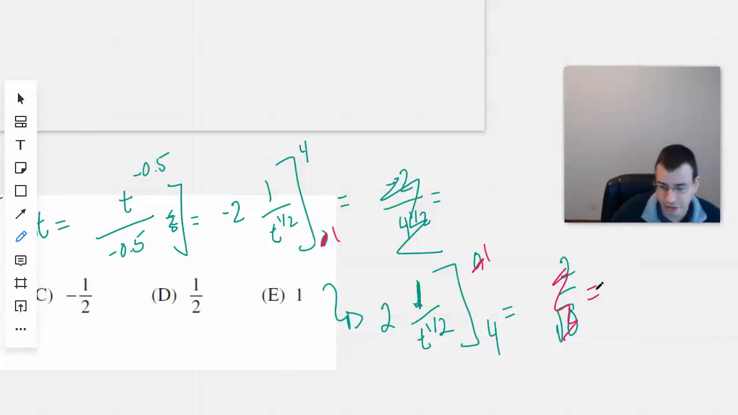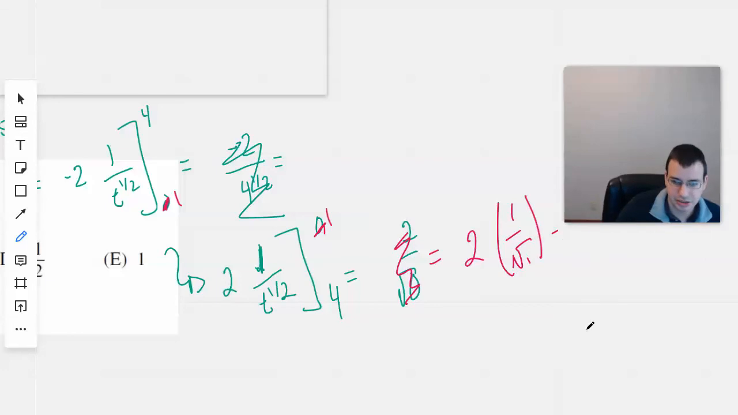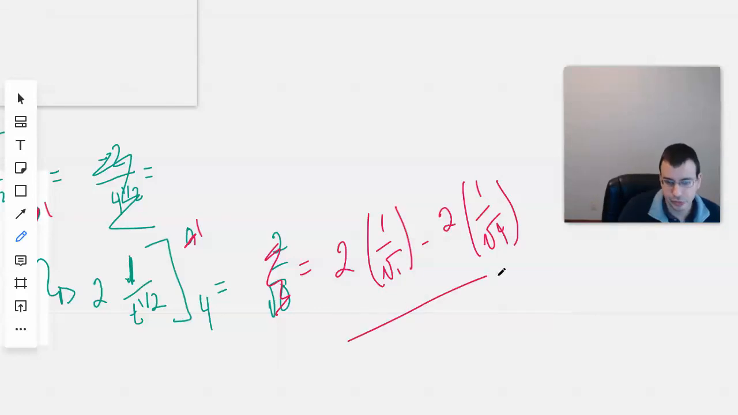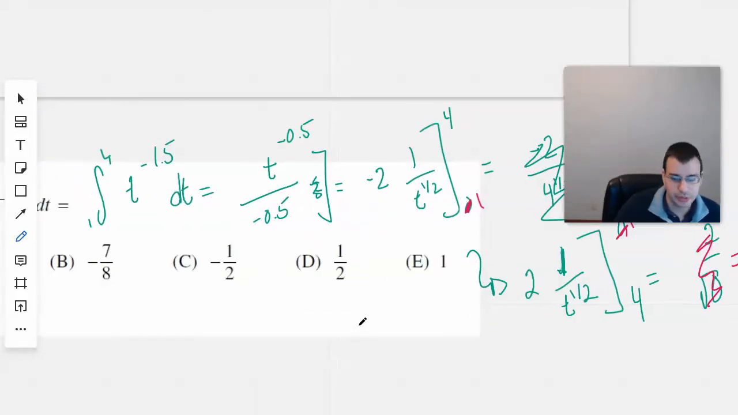All right, so, doing this correctly, I have 2 times 1 over square root of 1 minus 2 times 1 over square root of 4, which gives us 2 times 1 minus 1/2, which equals 1. 1/2 times 2? Yes, 1. So the answer to this one would be E, 1.